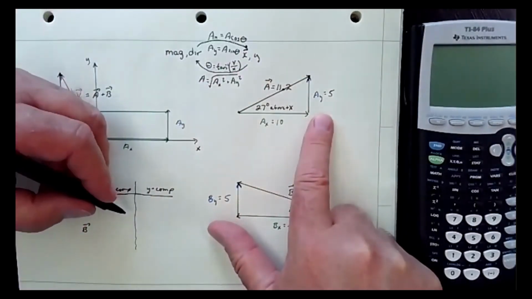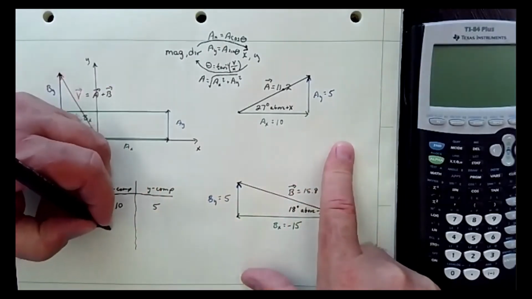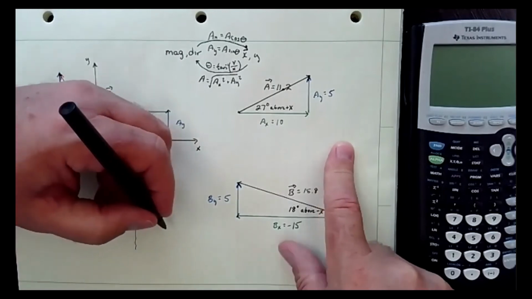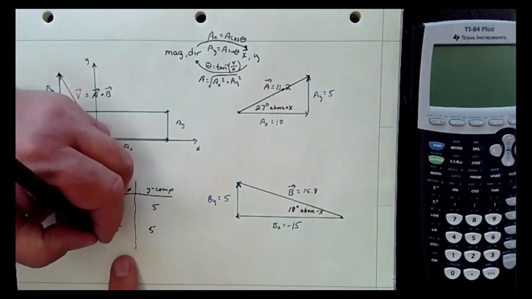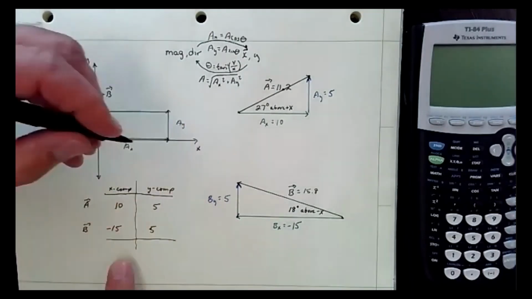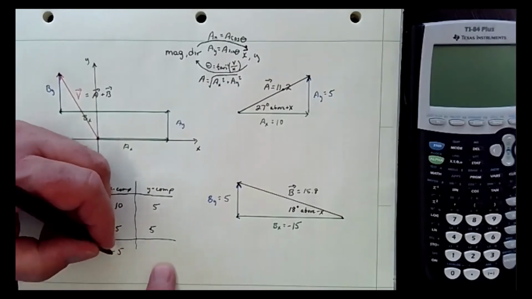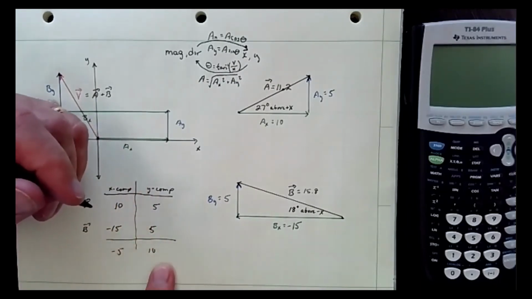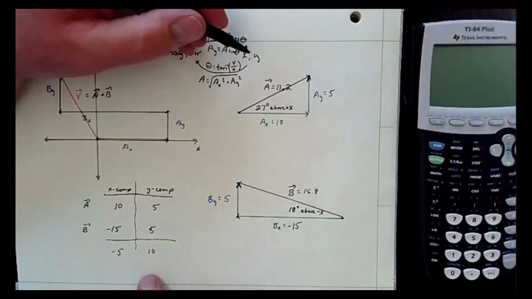And so I already know what the components are. So this is going to be 10 and 5. It's going to be negative 15 and 5. And since these oppose each other, I'm going to take the difference. Okay, now what are these two numbers? Well, these are the x and y components of my answer.